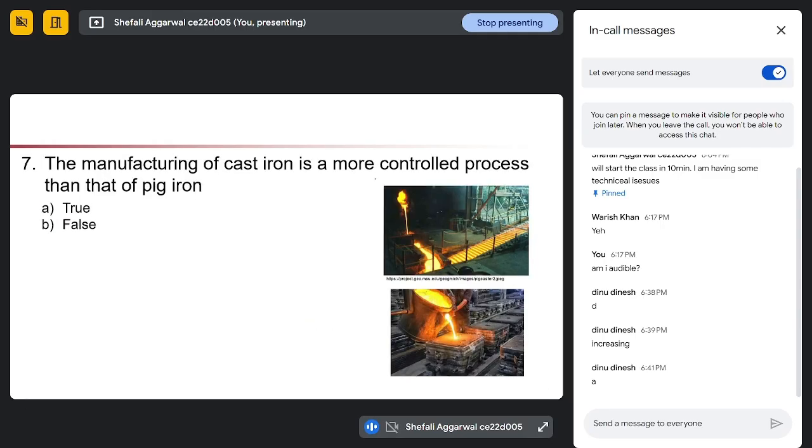So the next question is, the manufacturing of cast iron is a more controlled process than that of pig iron. True or false? So this is how pig iron is made, and this is how cast iron is made. From the figure, what can you say, which looks more controlled? Guesses?